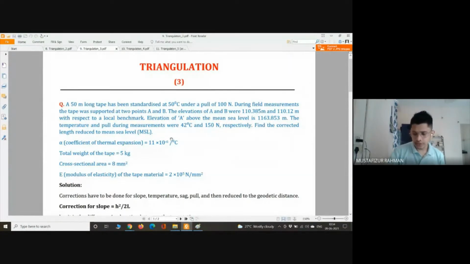So this is very easy actually. One or two formulas we have to remember. Other formulas we already know. So let's see the question.